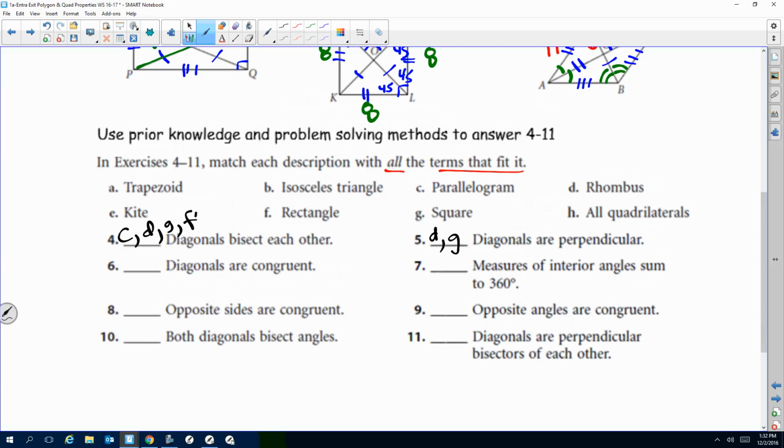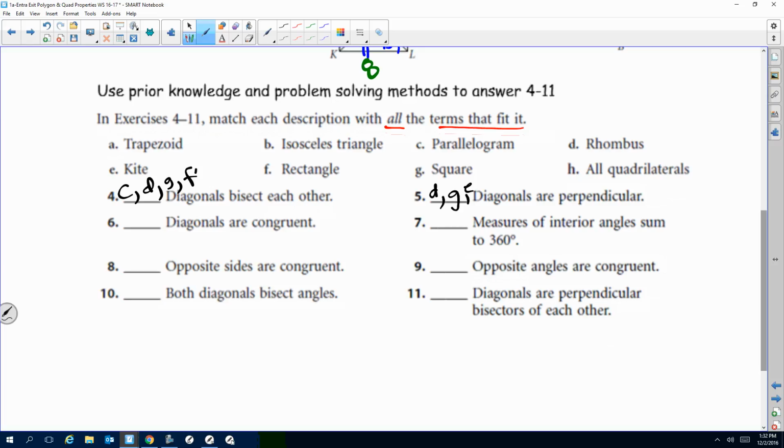E. All right, so diagonals are congruent. Square and rectangle. G and F. F and G. The measure of the interior angle sum is 360. Yeah, all of them. All quadrilaterals have a sum of 360. So that's H. Opposite sides are congruent. Parallelogram, rectangle, square, rhombus. So back to our original four.